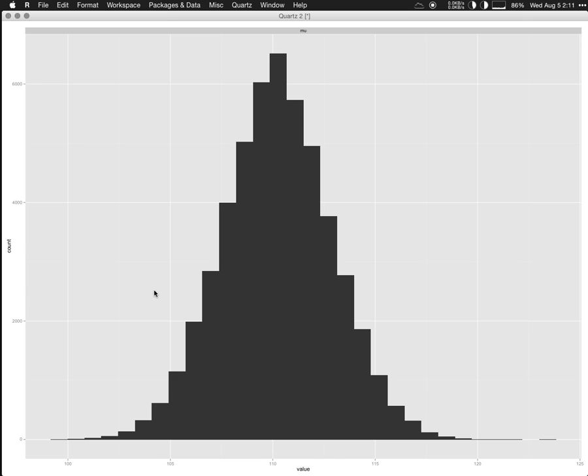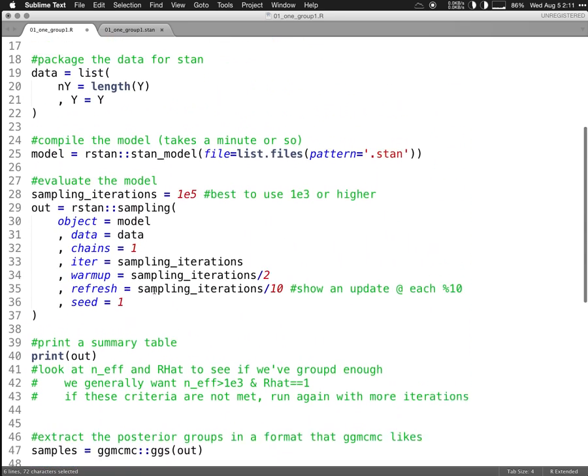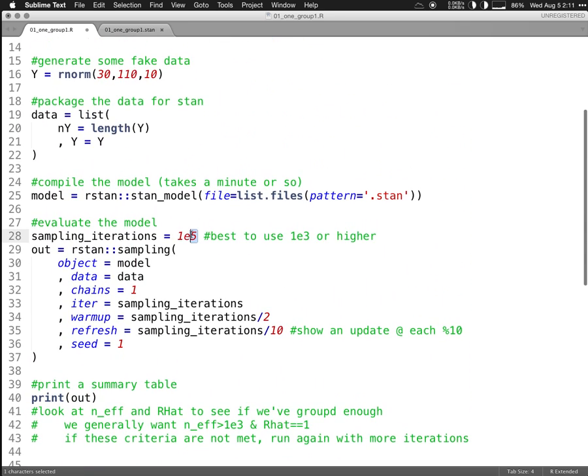So let's just pop up and do a few tweaks to walk through what we would do to establish whether we've done enough sampling or not. So I'm going to put this as 2E2. What that's going to end up resulting in is it's going to warm up for 100 iterations and then sample for 100 iterations. So we'll try that.